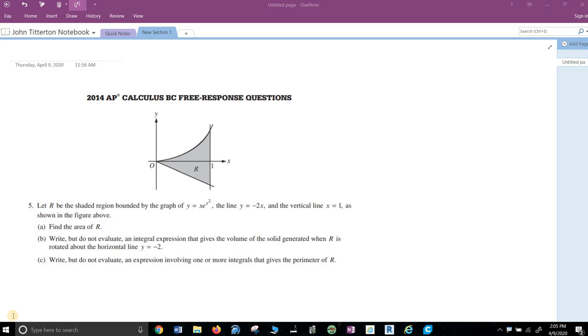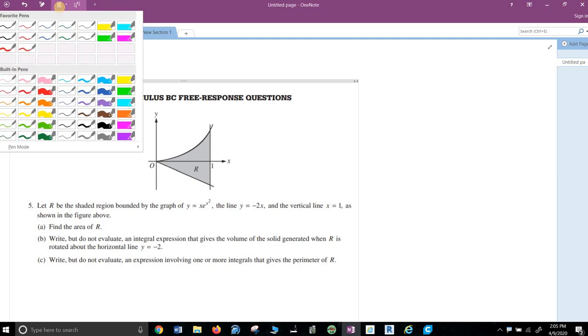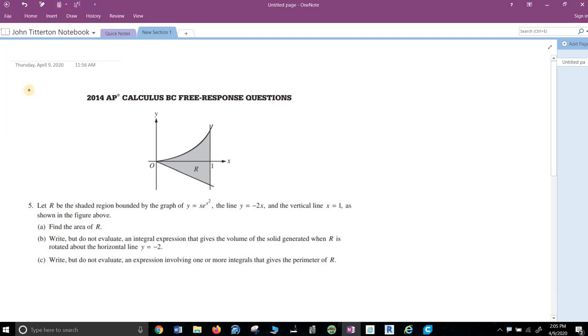Alright, 2014 AP BC Calculus, free response questions number 5 and number 6. So let's give this one a shot. This one looks horrible, but it's really not that bad. It says to find the area of R, so that's just a simple integral.